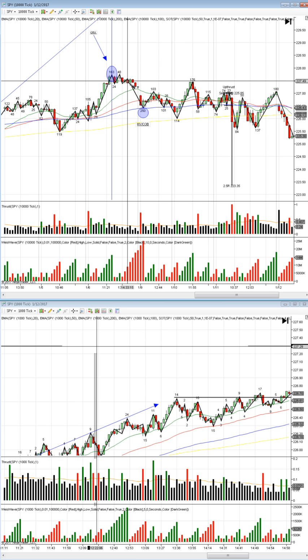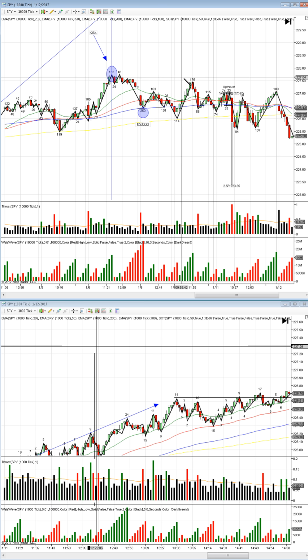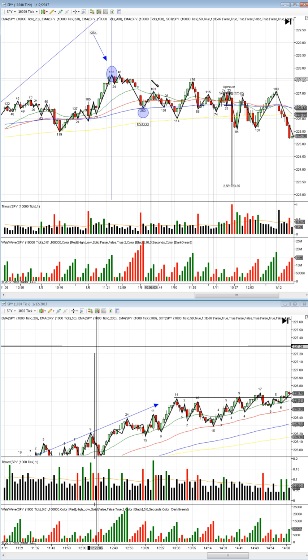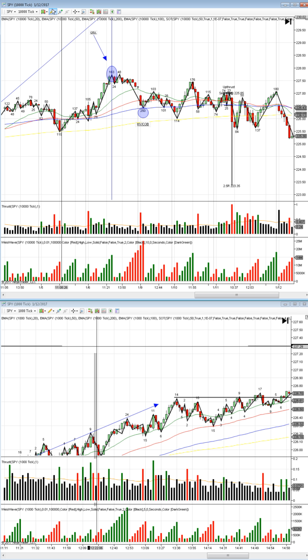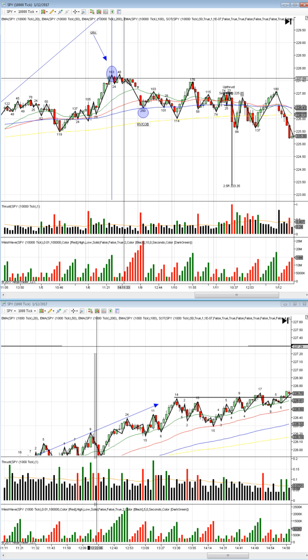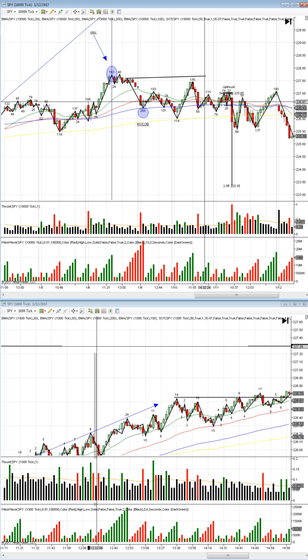Is it reaccumulation, or are the sellers in control with 250? I know that this volume is greater than this volume, so that's one hint to believe that the sellers are still in control. The second thing you want to note is that this high hasn't been taken out. The point of initial selling has not been taken out. So until it's taken out, you can't say that the buyers are in control. Sellers are still in control.